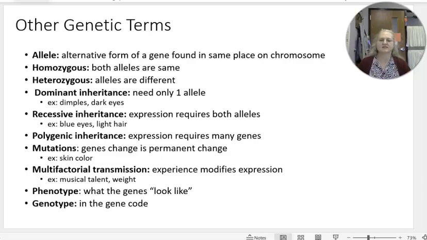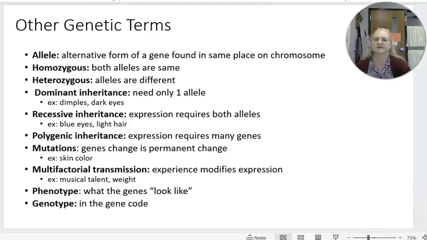Multifactorial transmission. This is a fancy way to say, it really just means you have to have, so skin complexion is really one of these two. It's a multifactorial transmission. Oh, no, I'm sorry. This one means the environment. That's right. So this is another fancy way of talking about the environment-genetic correlation, how those things appear together, or how one influences another, otherwise known as epigenetics. Then you've got the phenotype and the genotype, which we've already talked about.